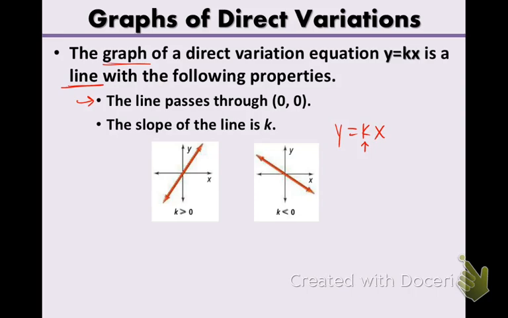So if k is bigger than 0, aka positive, the slope, the line, is going to be going up. This is very similar to what we just learned in the last section, 5.1. Now, if the k value is less than 0, that means it's a negative constant, then the graph is going to be going down.